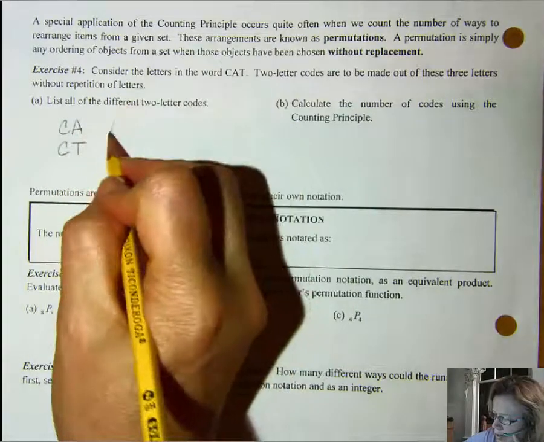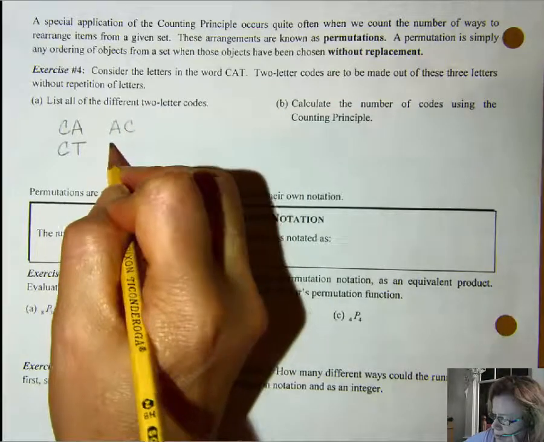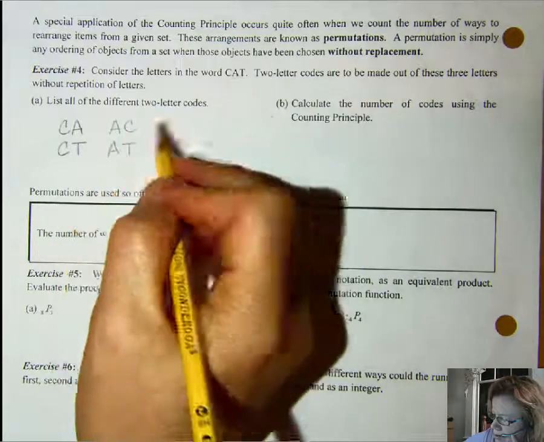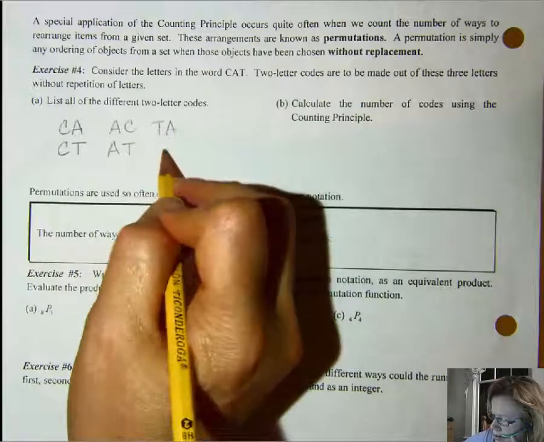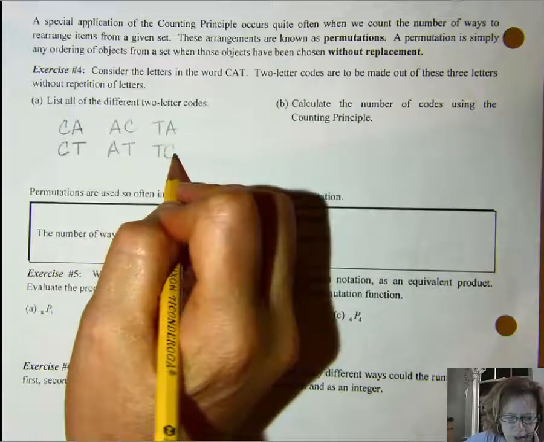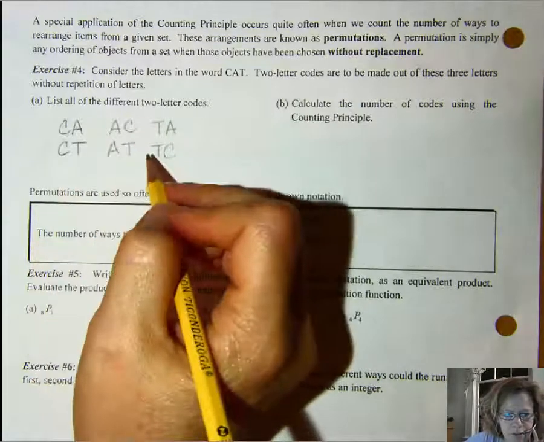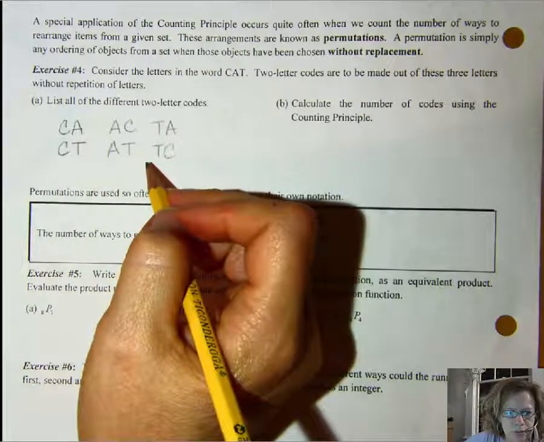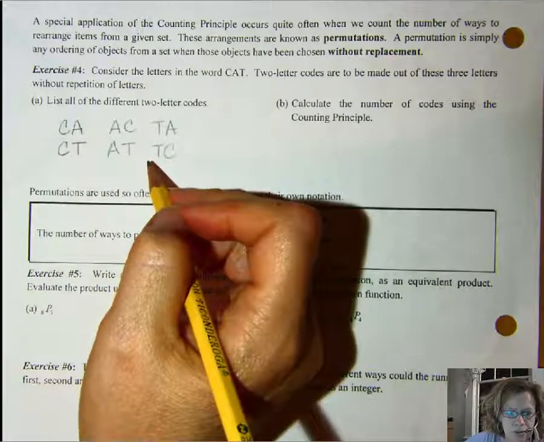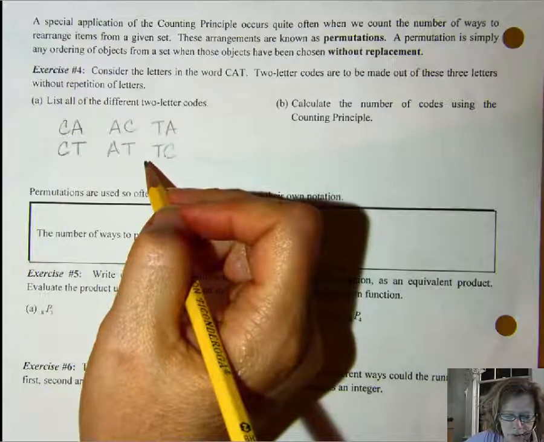I could start with A and get AC, or AT. If I start with T, the choices are TA and TC. So I have 6 possible outcomes of 2-letter codes using the letters in the word cat without replacement.